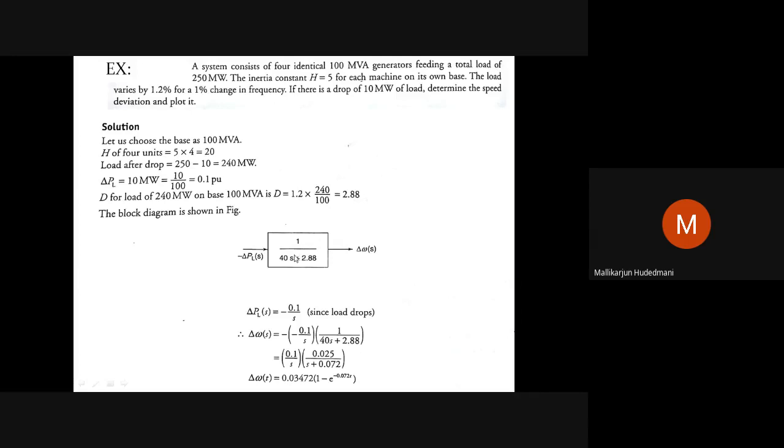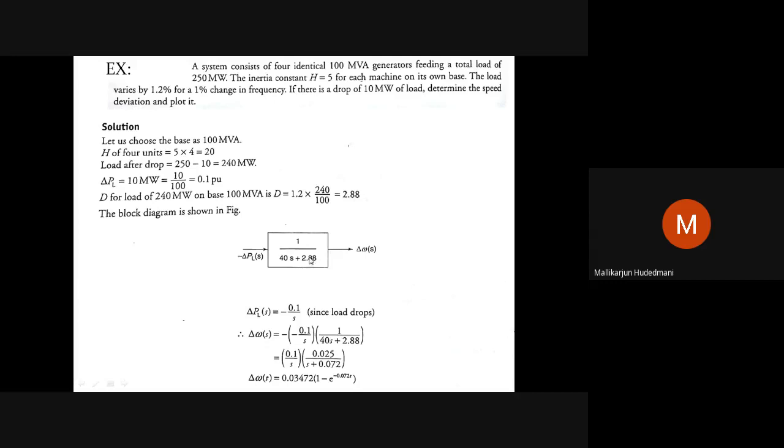Then you are very sure about the 1 by 2HS plus D concept. 1 divided by 2HS. What is the H of the system? 20. 4 into 5 becomes total 20. 20 into 2, 2H, means 40, plus the value of this constant. What is that? D. D is 2.88.